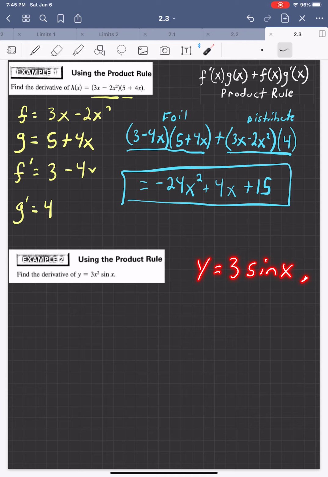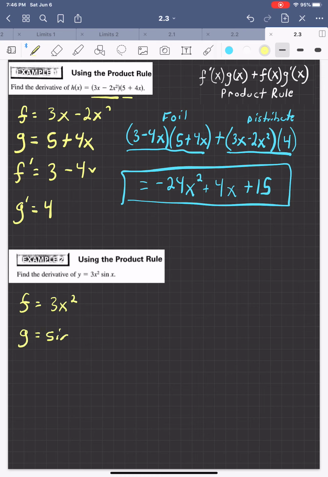What's the difference? Well, the difference is, notice that one of your factors has a variable, sine, but there's no x. There's no variable in your other factor. It's just 3. It's not the same here. Both factors have a variable. So these can be thought of as two functions being multiplied. Ready? Let's go ahead and begin. So let's let f be 3x squared. Let's let g be sine of x.